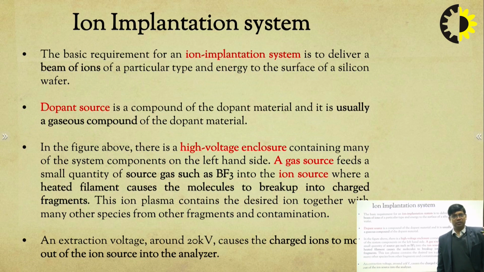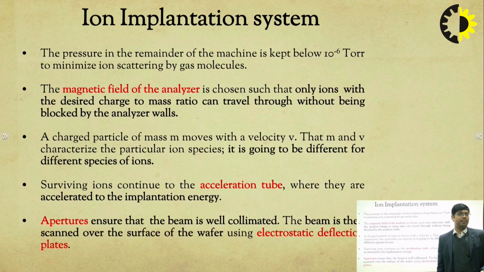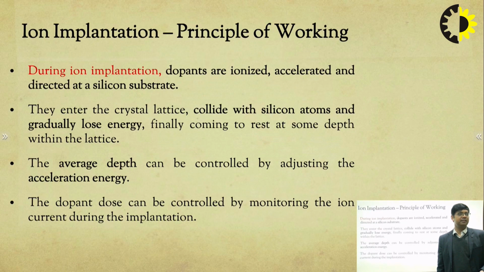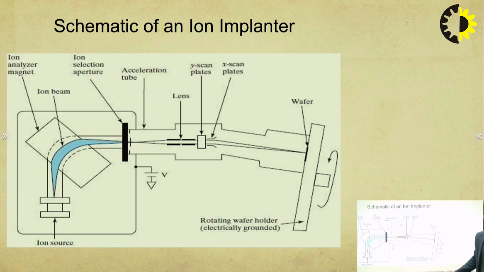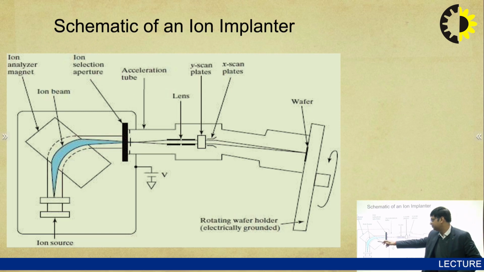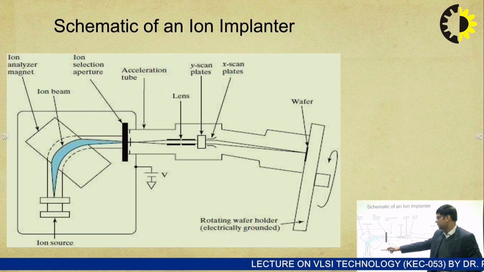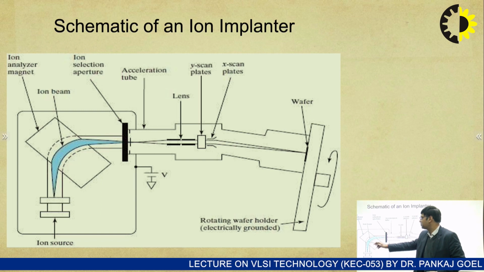The next section after the high voltage enclosure section is the analyzer section. We can see here, this is our analyzer section. This is our ion source. The dopant ions from here come to the analyzer section.